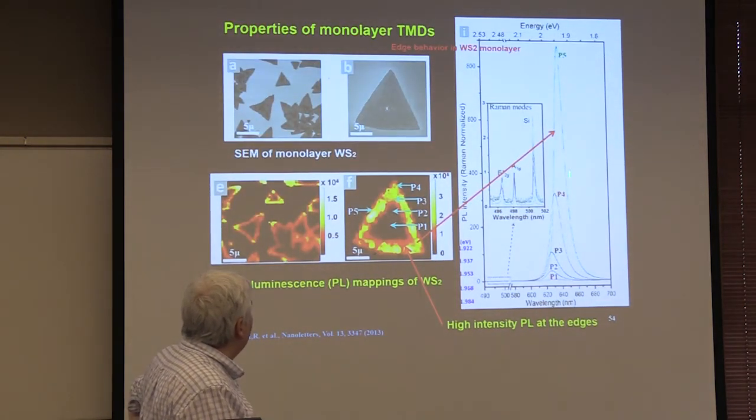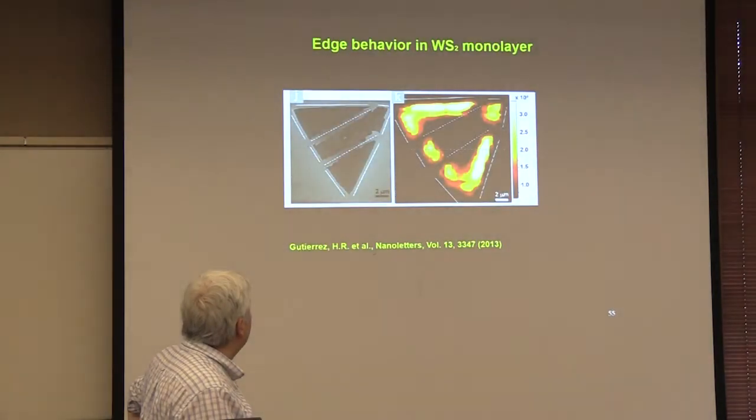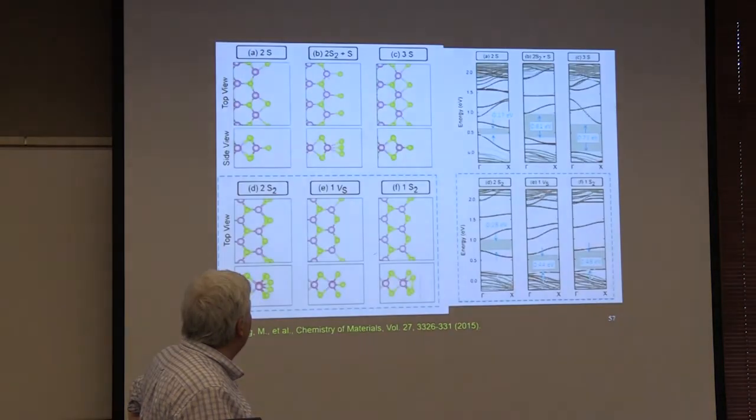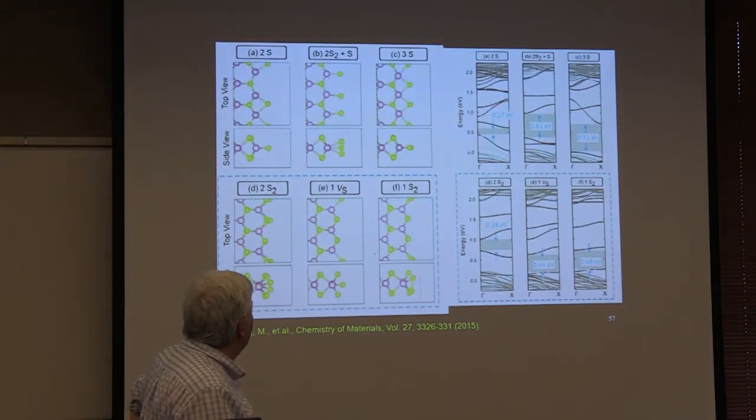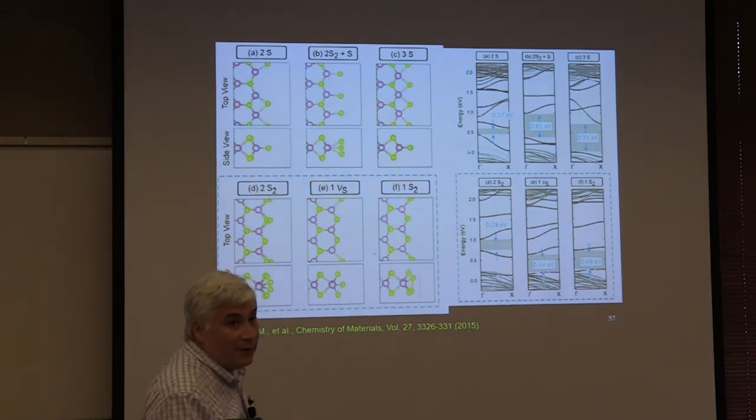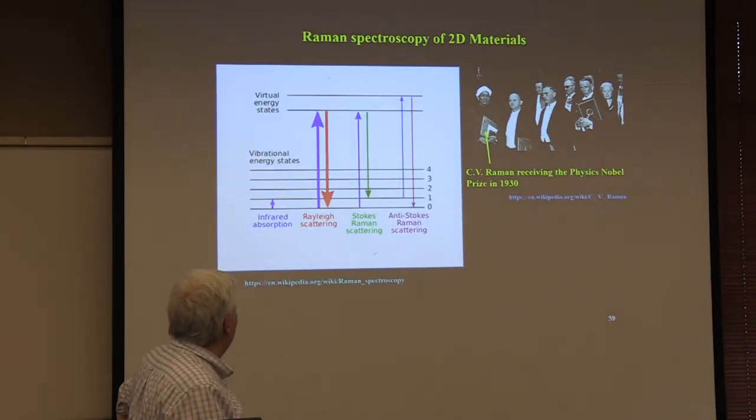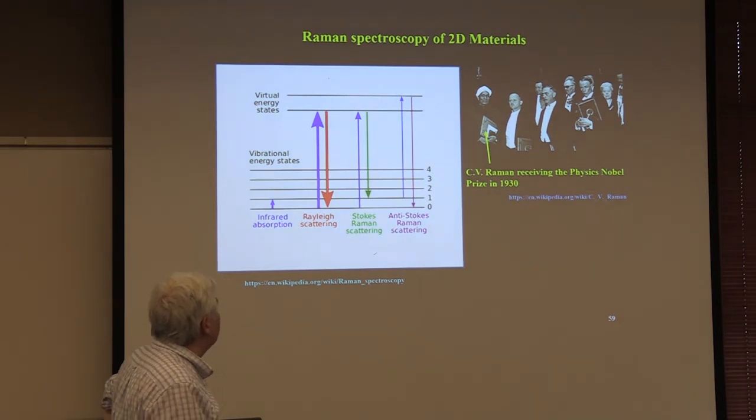I will not talk about photoluminescence, so I skip this. This has to do with a very interesting problem that has to do with the passivation of edges, but I will skip that and get into Raman spectroscopy.